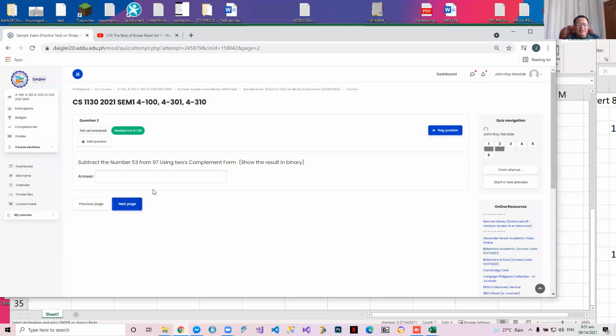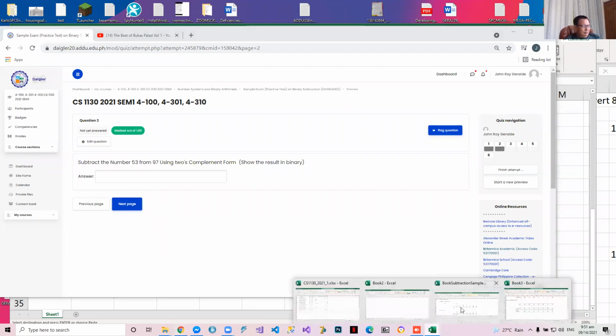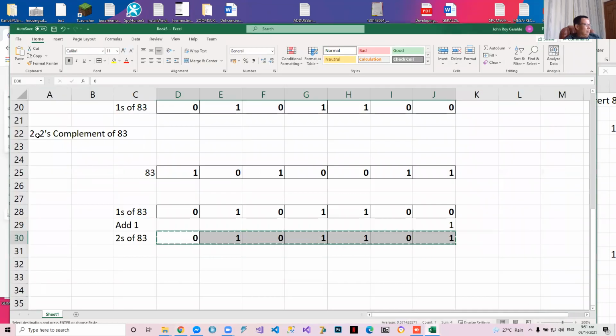Subtract 53 from 97. Okay, so kung 97, we are going to have until 64 because 128 is already bigger than 97. Okay. So we have number 3.